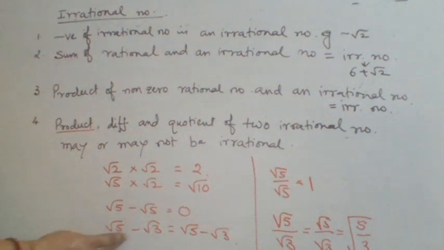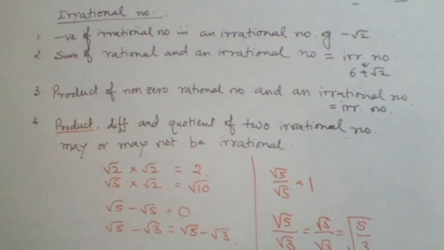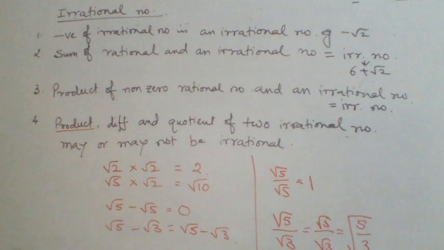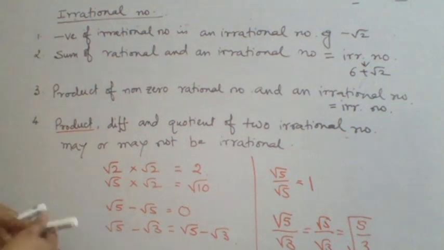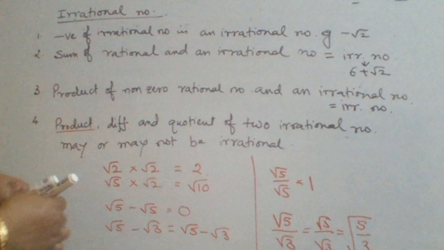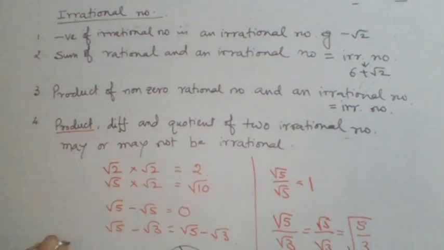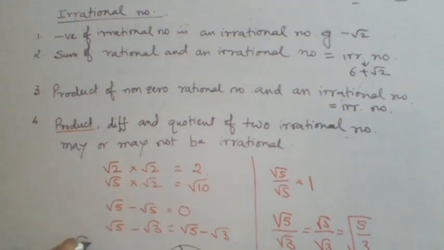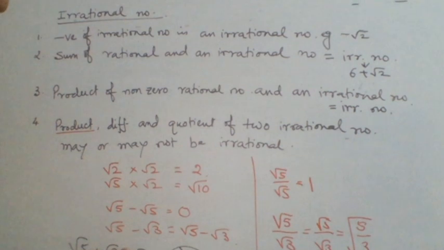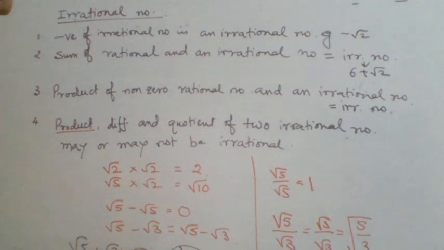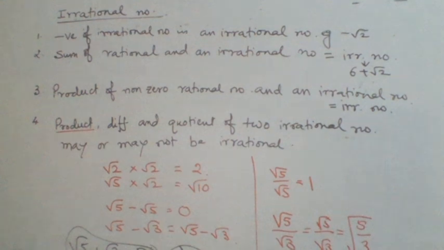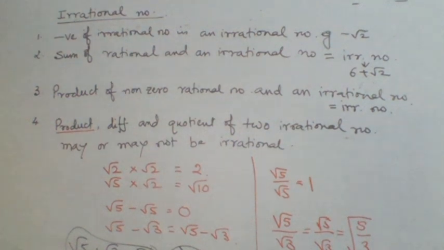Like that, if you have root 5 plus root 3, this will also stay root 5 plus root 3. Often the mistake committed by students is writing root 5 minus root 3 as root 2, or as 2. This is wrong. Similarly, root 5 plus root 3 is not equal to root 8. This is also wrong. Keep this in mind. This is how things go with irrational numbers.